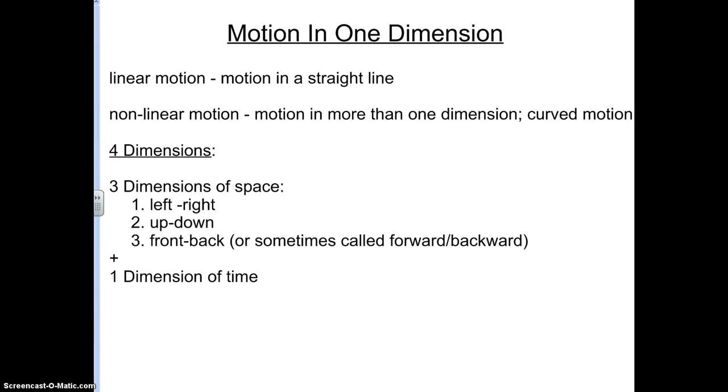Plus, time itself can also be put on a number line. It's a little weird because we tend to think of time as not having a direction, but it really does. We have forward in time and we have looking backward in time. Although we can only move forward in time, we can look forward or look backward. Whereas in the 3 dimensions of space, not only can we look left and right, up and down, front and back, we can actually move in all of those directions.